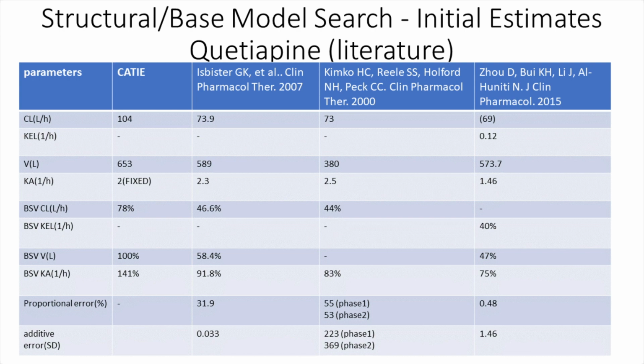We even had some values from the CATIE studies. So these appeared in a chapter of a book that was published from the studies, but were incomplete. You see, there's no residual error provided, and there was other limited information. So we have quite a rich set of information to start with, and we can use those as initial estimates and also give us a sense of what sort of model structures we may want to explore.